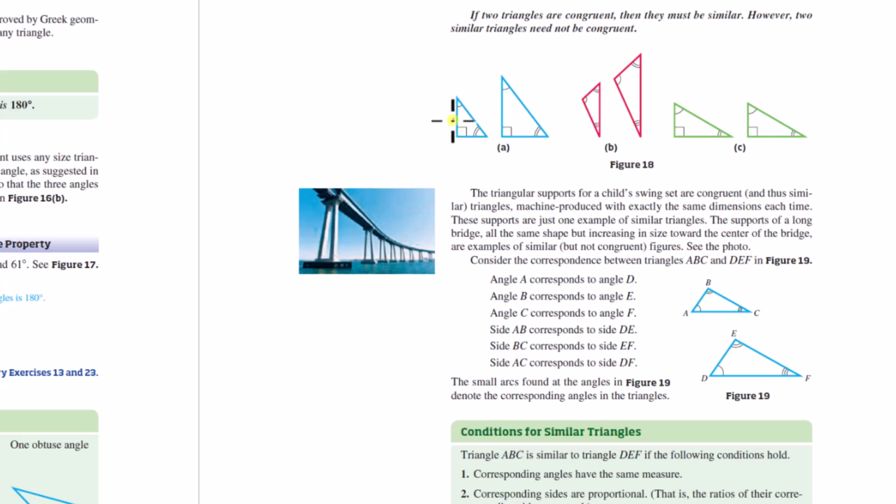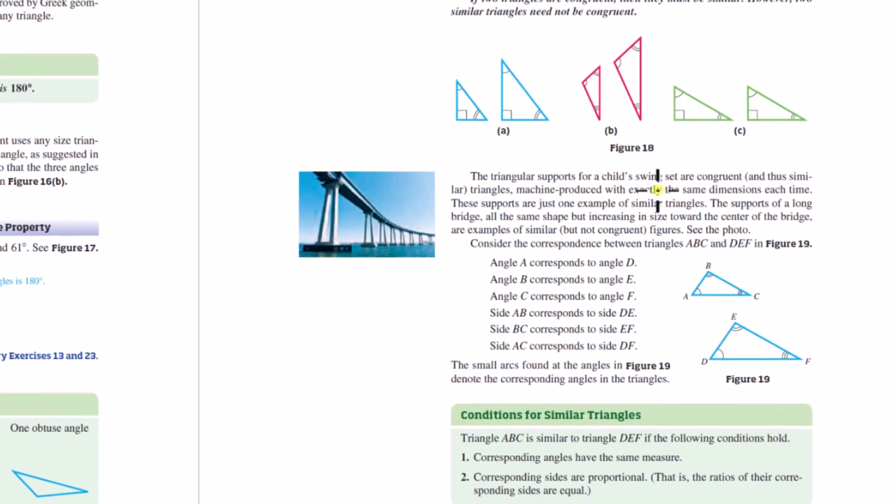And so the idea is you look at like the corresponding angles are going to be the same. That's what the same shape means, right? Corresponding angles are the same. If two triangles are congruent, then they must be similar. However, two similar triangles need not be congruent. Yeah, look, these triangles aren't congruent, but they're similar. But if you have two congruent triangles, then of course they're similar. Again, that's like the trivial case.